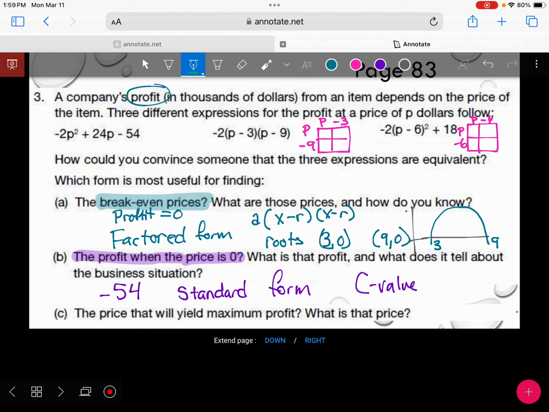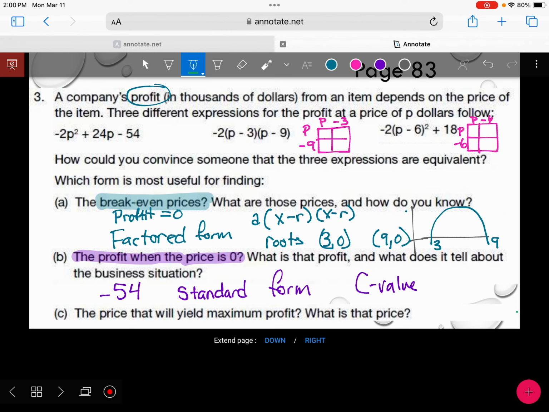So what is this point going to be? Give me the ordered pair. How would we get that? 6, 18. How do we know that?